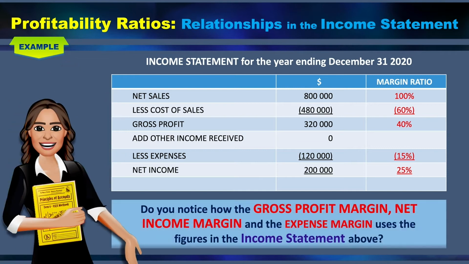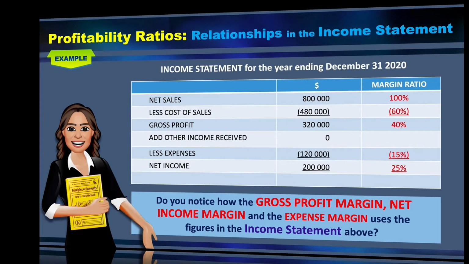So do you notice how the gross profit margin, net income margin, and the expense margin use the figures in the income statement above? Do you know how we got those figures? How did we get gross profit margin as 40%? How did we calculate expenses as 15%? And most importantly, how did we get net income margin as 25%?